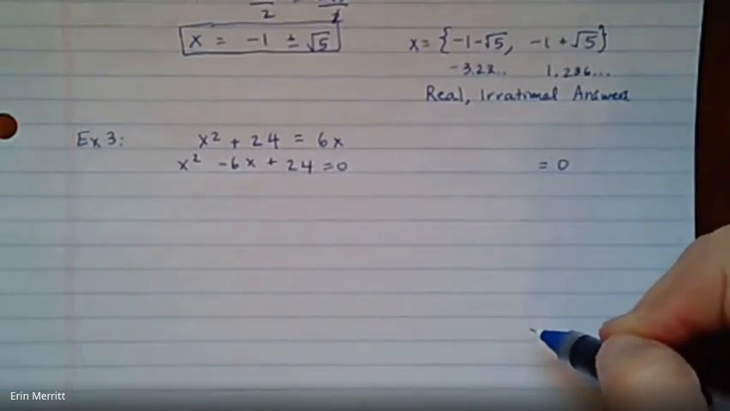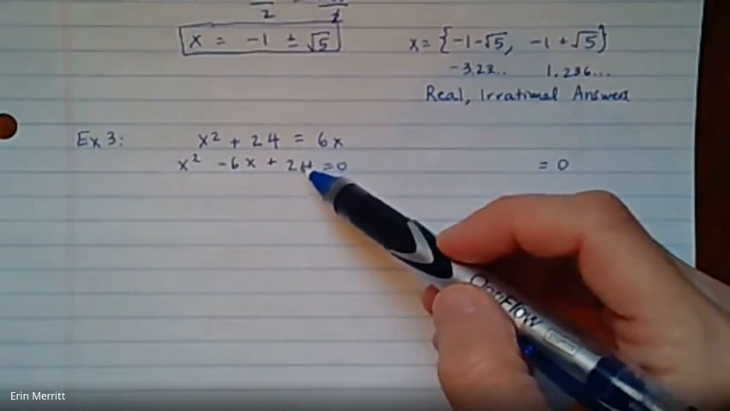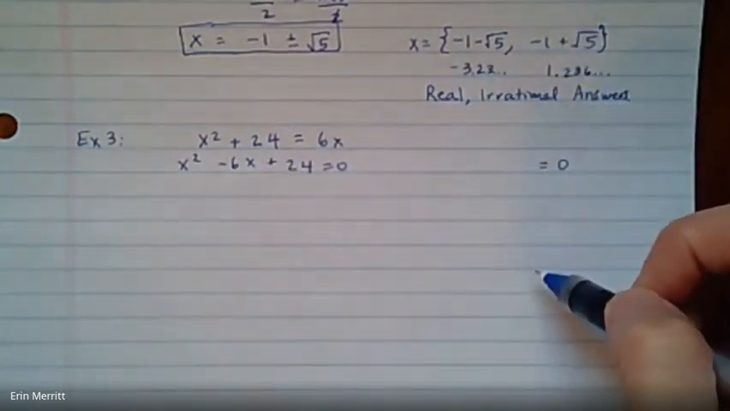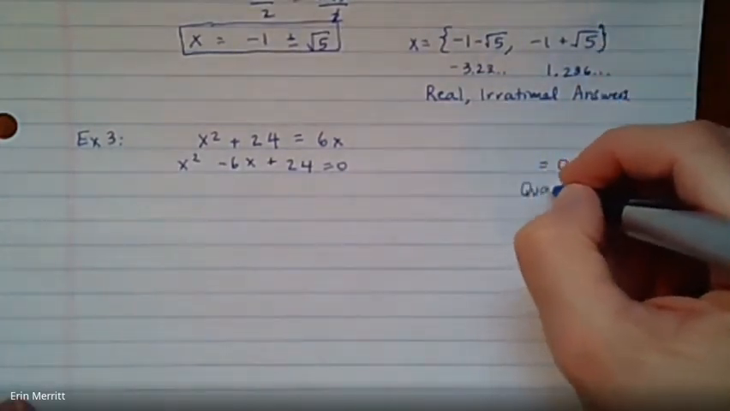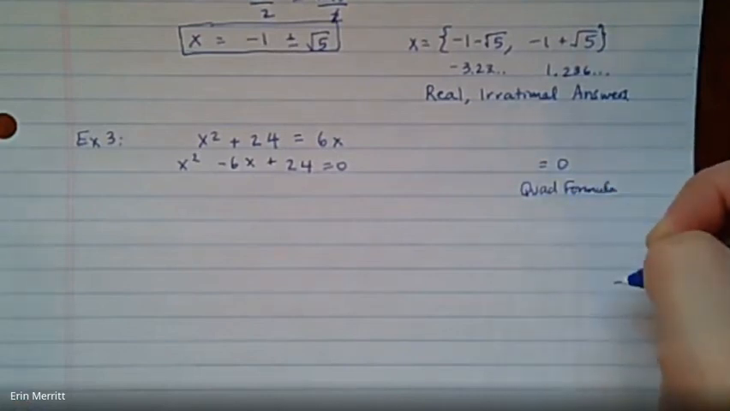Convince yourself that you can or can't factor it. So multiplies to 24 and adds up to 6. Well, nothing's really going to work there, right? So we can go right to saying, all right, well, let's use then the quadratic formula to try this one out.